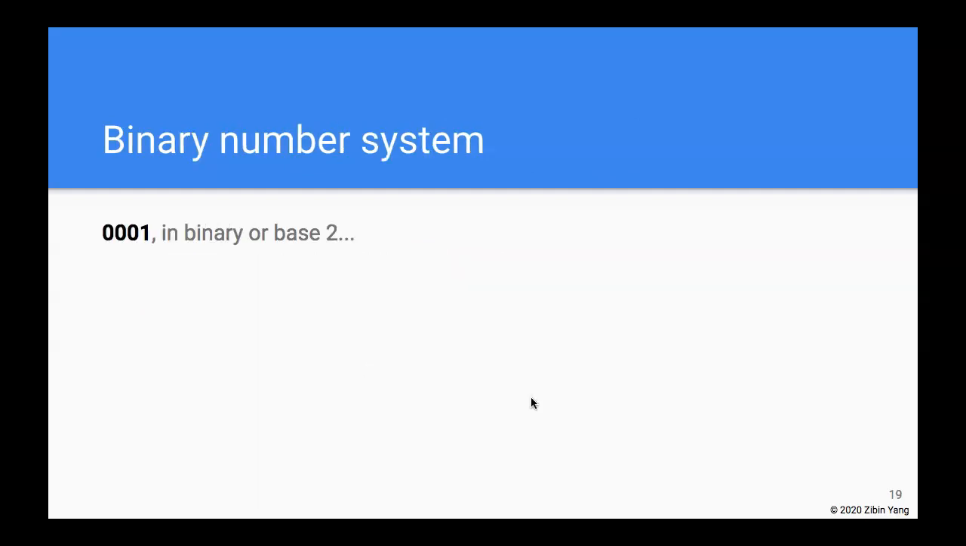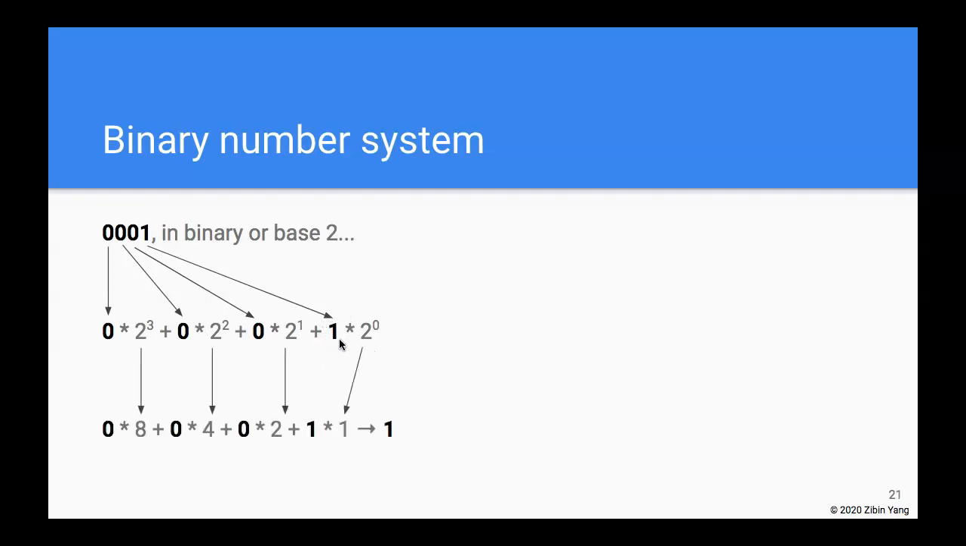So let's look at an actual example of a binary number. This is a fairly trivial example, just 0001. To figure out its true value, we write it out in this form. Remember, the base is 2 instead of 10. And the exponent starts at 0, 1, 2, and 3. And if we work out this number, it turns out to be 1, which is what you would expect.